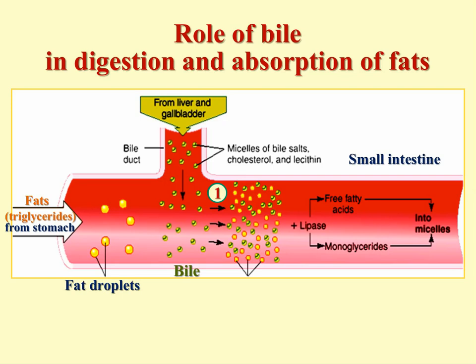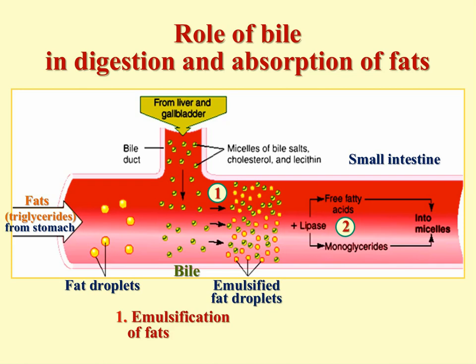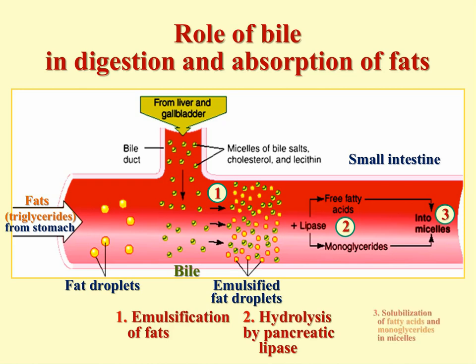So first stage is emulsification of fats. This is necessary condition for proper digestion of fats by lipase. Then lipase acts and hydrolyzes the triacylglycerols into free fatty acids and monoglycerides. Hydrolysis. And after hydrolysis, bile still is necessary because it produces solubilization of fat digestion products into micelles.